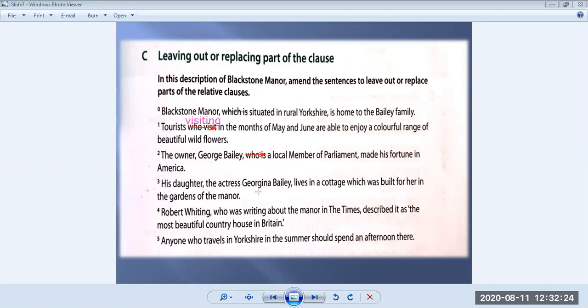His daughter, the actress Georgina Bailey, lives in a cottage which was built for her in the gardens of the Manor. So here, his daughter, who is that one? The actress Georgina Bailey lives in a cottage. It looks okay. Cottage, which was built. I'm going to omit this part, which was built for her in the gardens of the Manor, because why? It's giving too much detail and not necessary. It's repeating.